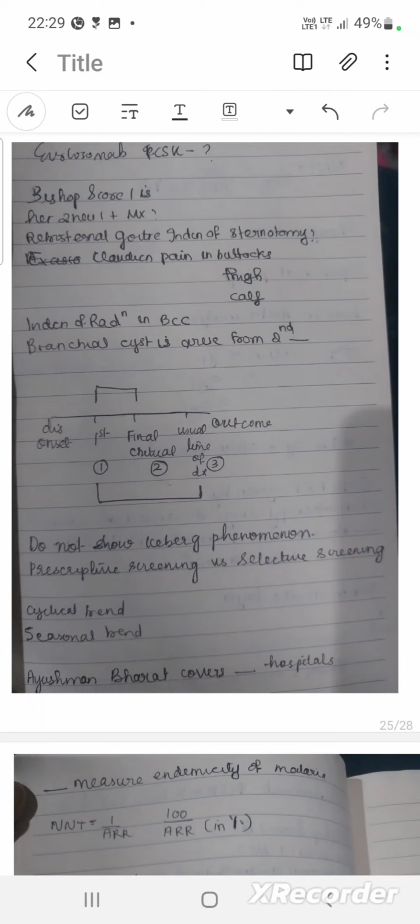Then branchial cyst is arising from the second cleft. First pouch, we already studied: tympanic cavity, eustachian tube. This is very important: 1 to 2 is screening time, whereas 1 to 3 is late time. Do not show iceberg phenomenon, that is tetanus, rabies and measles.